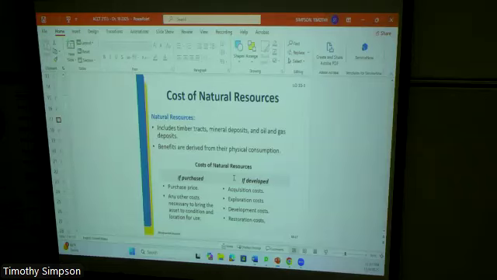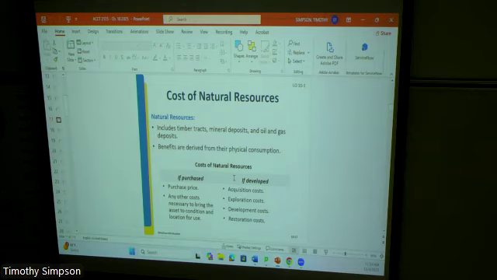As I mentioned earlier, if you want to be a professional accountant, especially a tax accountant in this part of the country, you're probably going to run across clients who have oil and gas properties. And so you got to know a little bit of the lingo as to what's going on here if you want to be able to serve your client adequately. So we talk about natural resources. What are we talking about? Timber, minerals, coal, oil and gas, and whatnot. The benefits are derived from their consumption, but that's further downstream.